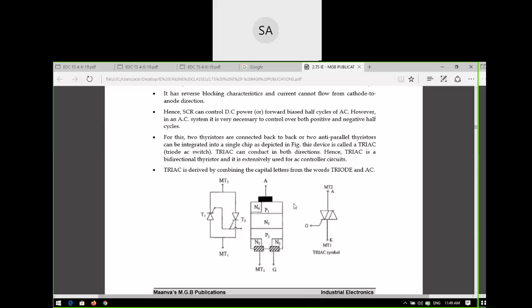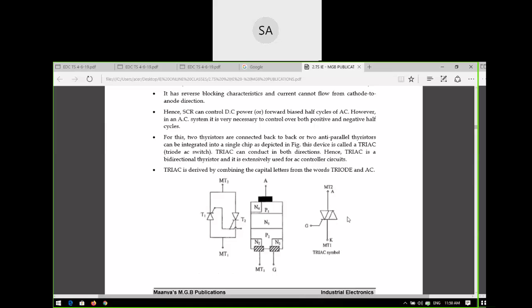So it is a 5 junction. How many layers? 6 layers and 5 junctions. So 5 junctions are present in the TRIAC. Okay, and there are two terminals, MT1 and MT2. They can be interchanged.